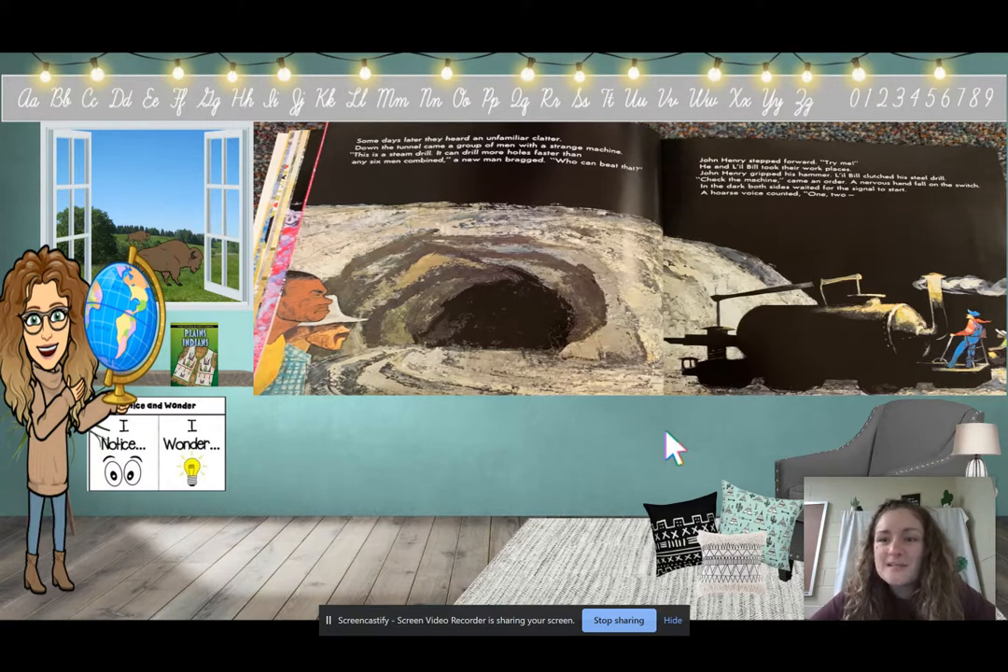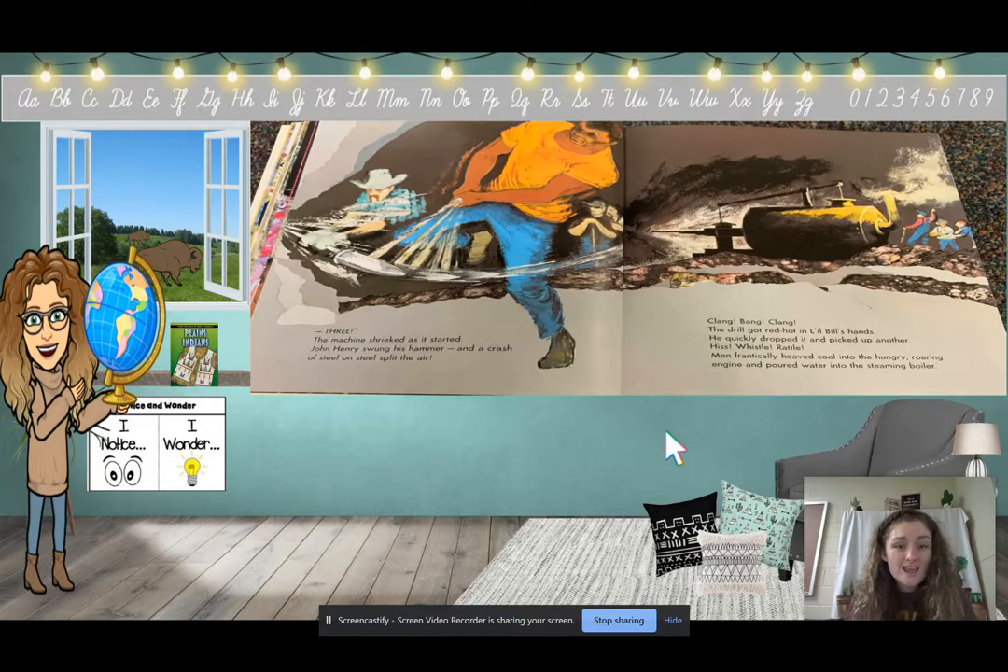John Henry gripped his hammer. Lil Bill clutched his steel drill. "Check the machine," came an order. A nervous hand fell on the switch. In the dark, both sides waited for the signal to start. A hoarse voice counted 1, 2, 3. The machine shrieked as it started.